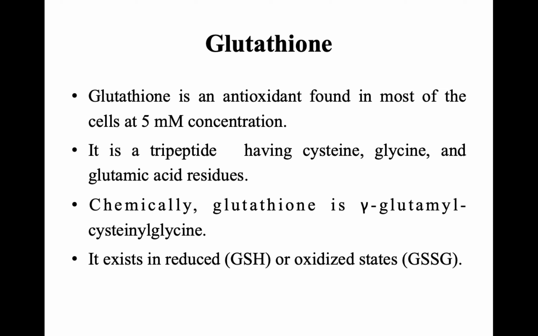10 millimolar concentration. Glutathione is a tripeptide having the amino acid residues cysteine, glycine, and glutamic acid. Chemically, glutathione is called gamma glutamyl cysteine glycine. This glutathione can be present in two forms. One is the reduced form and the other one is the oxidized form.